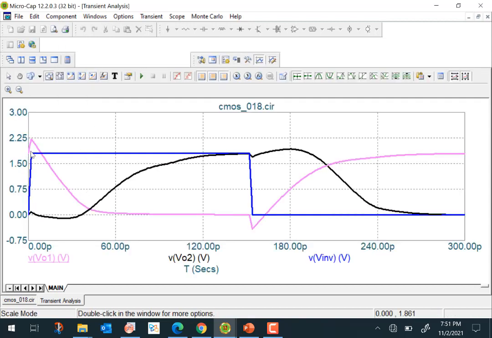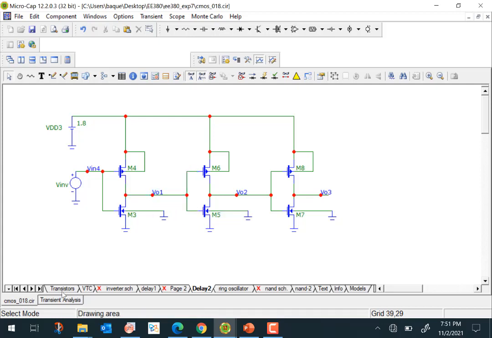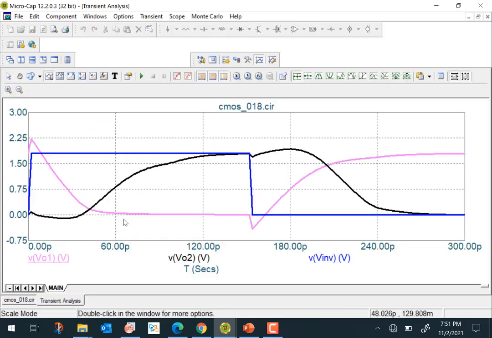Right, so this is the input here, in blue. This is the output of the first inverter, V01. This is the output of V02, the output of the second inverter here. So to measure the delay, you'll go to VDD by 2 point on this graph and VDD by 2 point on this graph, and you can measure the difference here.